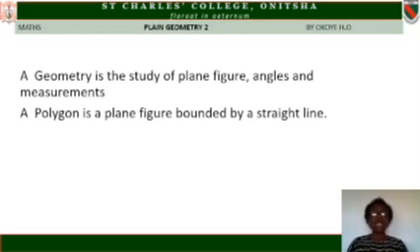A polygon is a plane figure bounded by straight lines. When you see a triangle, it is one of the polygons. The lines of a triangle are straight. There is no other line than a straight line bounding the figure. That is what we mean by a polygon.